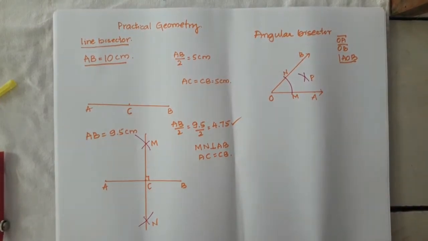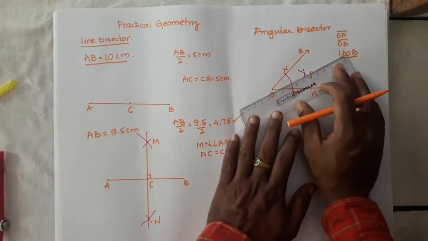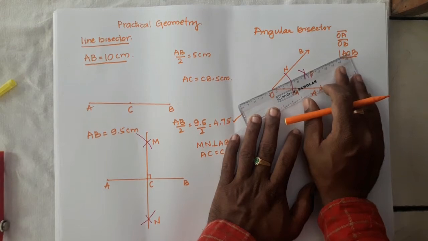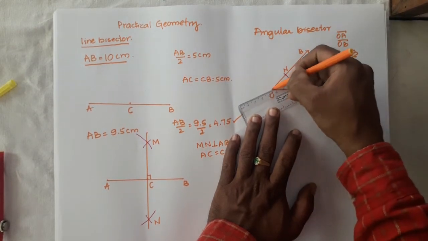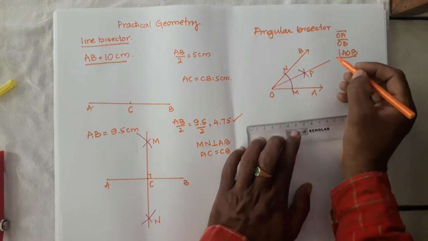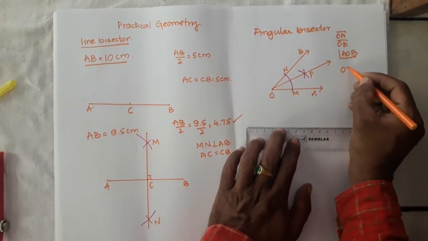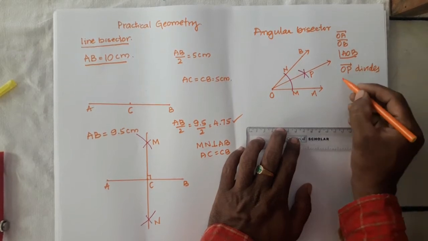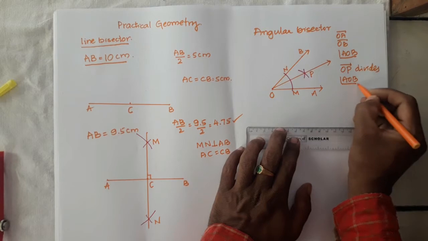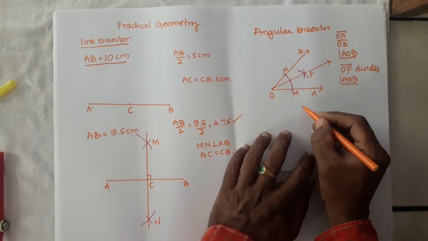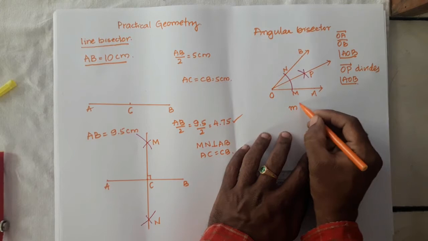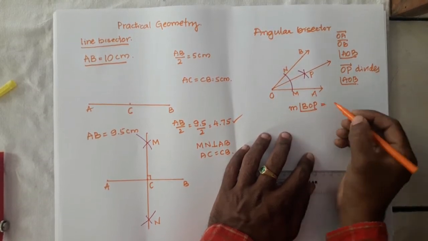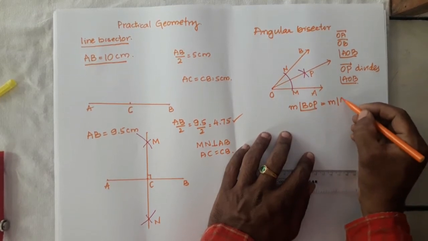Now, with a ruler, you have to draw a ray which passes through the point P. So this ray OP divides angle AOB. That means the measure of angle BOP will be equal to the measure of angle AOP.